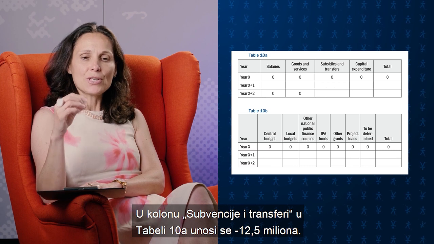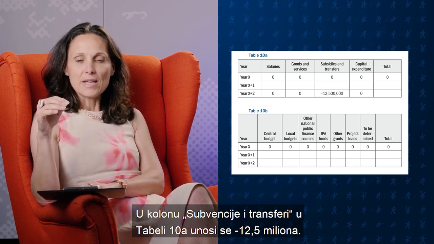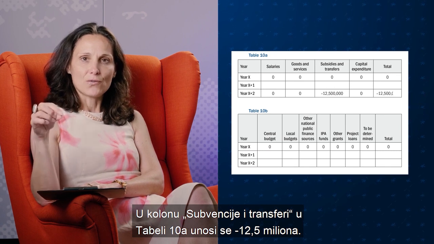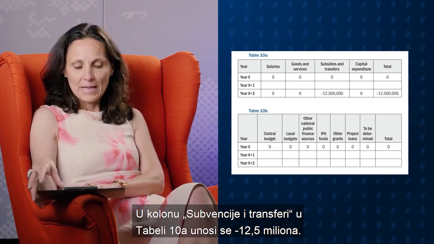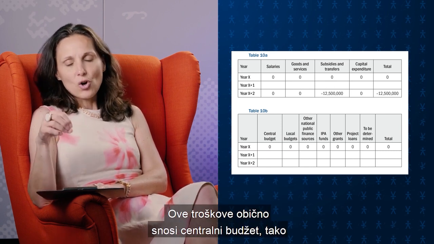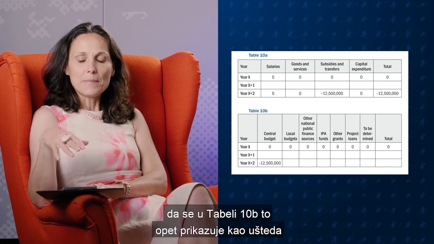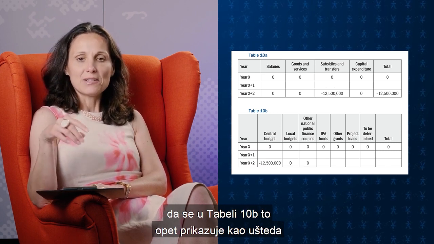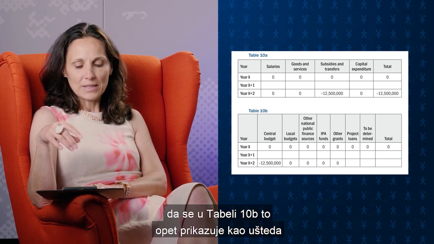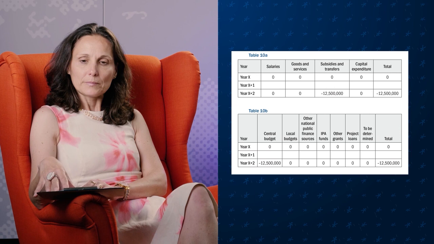It will be entered as minus 12.5 million in the subsidies and transfers column in 10A table. Usually, these costs are paid from the central budget, so in 10B, this will show again as a negative 12.5 million of savings in central budget.